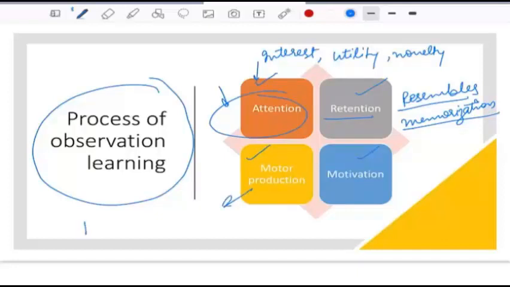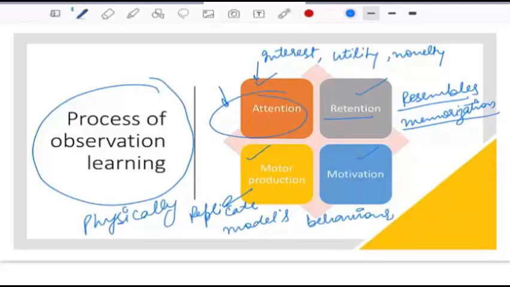And the third one is motor production. In this, you physically replicate the model's behavior. So what you are doing in motor production, what I am doing, and finally you evaluate by asking others, am I doing right or wrong? You must have heard of mimic artists. What they are doing is observing, paying attention. If they are doing mimicry, they act in a certain way. Like they mimic Amitabh Bachchan, and they have to act according to Amitabh Bachchan, like they will use their left hand to gesture. So all these things you have to physically resemble, and you will go for the feedback.